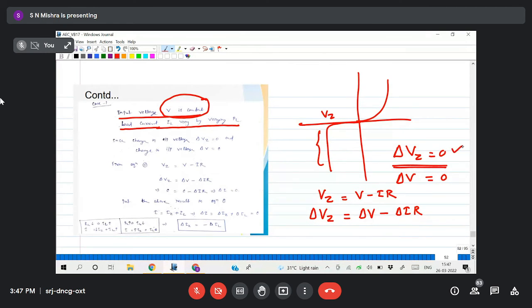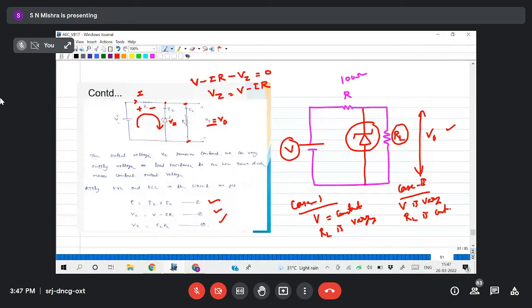Now what is my change in VZ and what is my change in V? 0, 0. If you put 0 here, this is 0, this is 0, so I'll get delta I equals 0, or not? Yes, sir. Delta I 0 means the current which is flowing here, which we have taken as I, its change will be 0. If I am not changing the source voltage, then the current will also not change in the circuit.